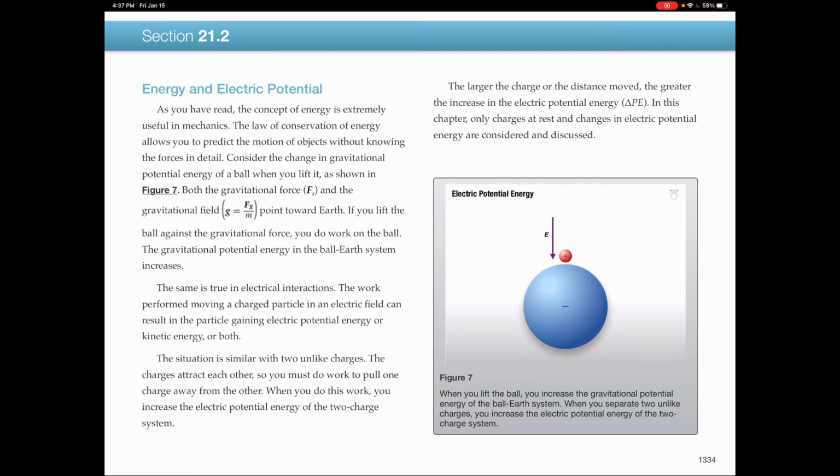In a similar way, if we have two charges that are attracted to each other, here we have a large negative charge, a small positive charge above it. The electric field is pointed toward that negative charge. If you take the positive charge and pull it apart, we're going to increase the electrical potential energy of this system.